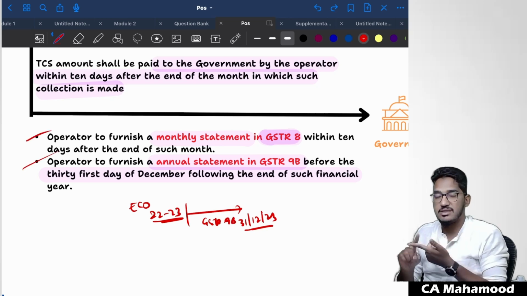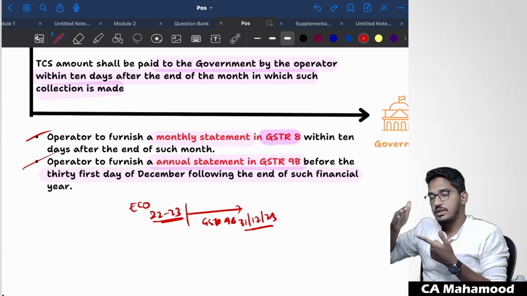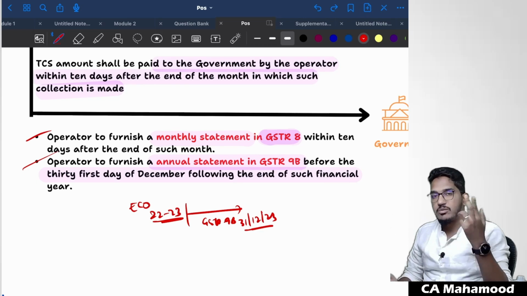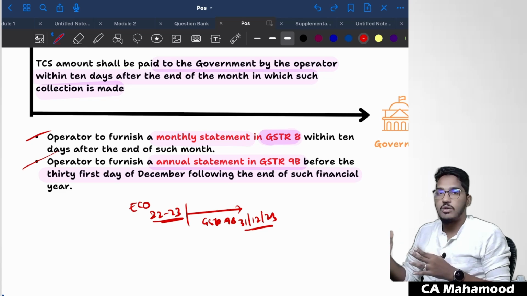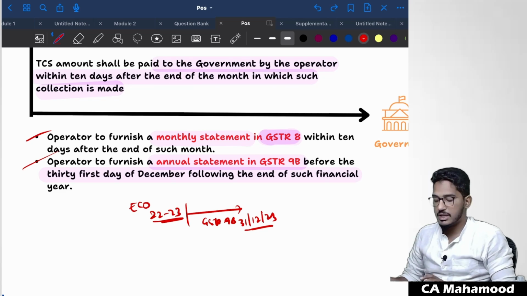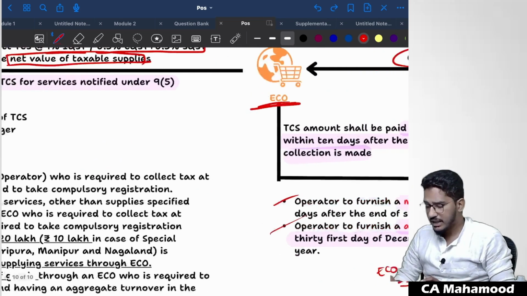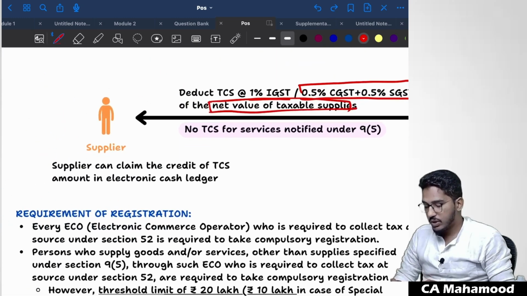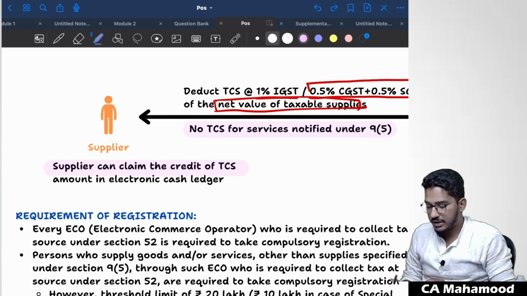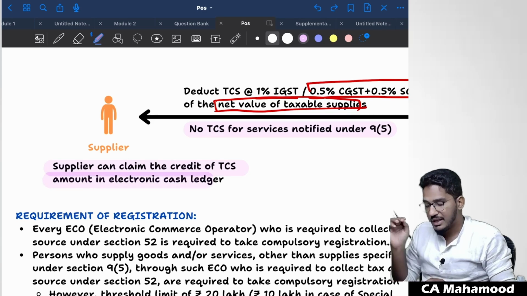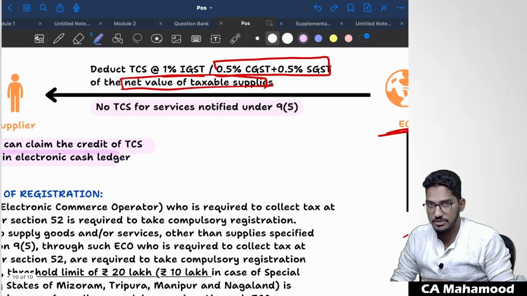One monthly statement GSTR 8, due date is 10th, within 10 days from the end of the month, and one annual statement in GSTR 9B within 31st of December following the end of the financial year. These returns are required to be furnished by the e-commerce operator. And as I have told, whatever TCS amount has been collected from you, the supplier can claim that credit of TCS in the electronic cash ledger.